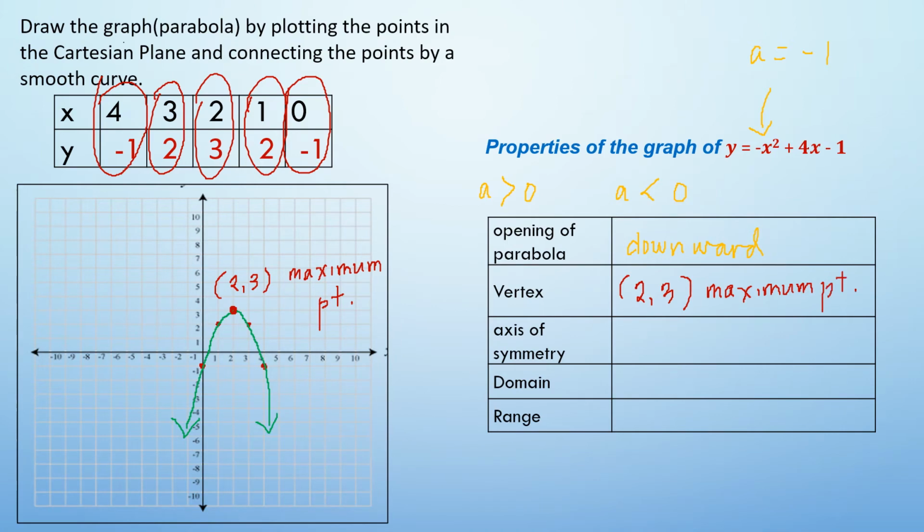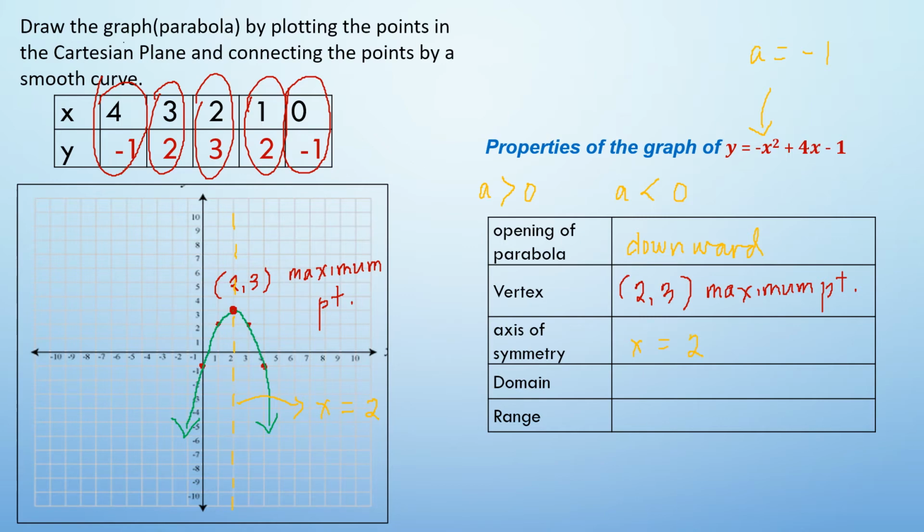Next, the axis of symmetry. Remember that the axis of symmetry is a line that divides the parabola into two parts, wherein half of it is a reflection of the other half. In our parabola, the axis of symmetry is equal to x is equal to the value of h, which is 2. Therefore, the axis of symmetry is x is equal to 2.